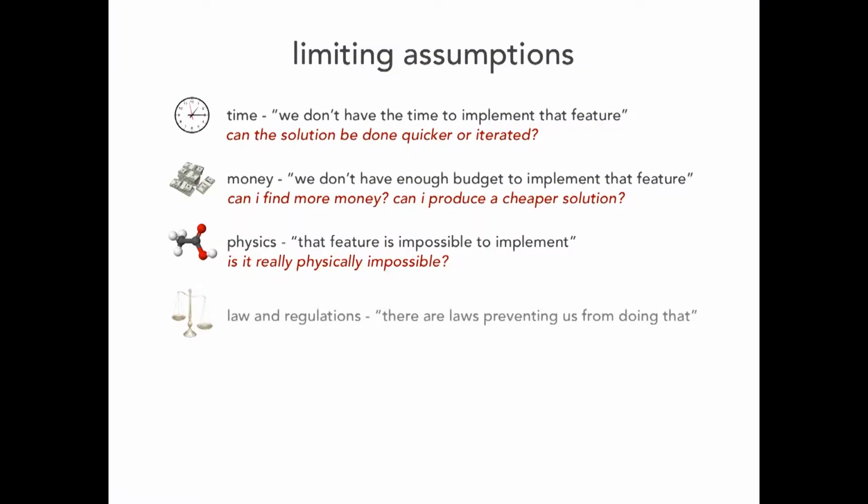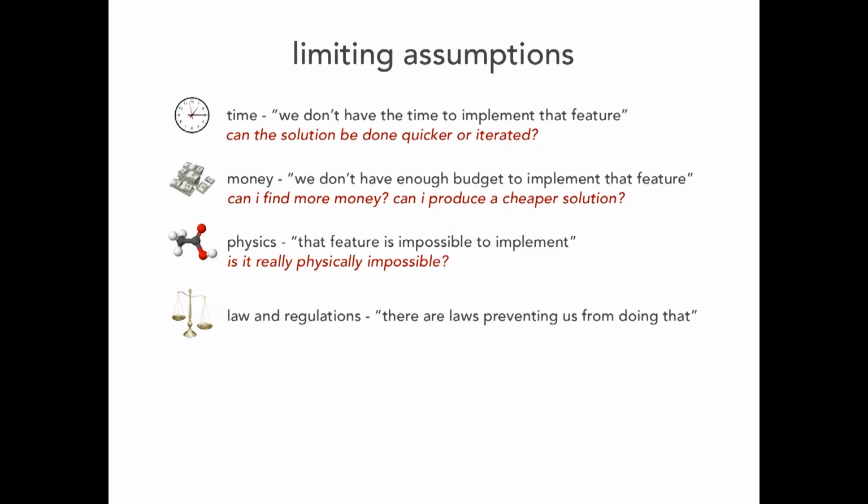However, processing data between Boston and San Francisco in 0.00003 nanoseconds is in fact impossible. Electrons don't travel that fast. So whenever you say something's impossible, make sure you qualify that by saying it's really not impossible, but it's too costly or too difficult to implement. There's one final limiting assumption here, and that is of laws and regulations.